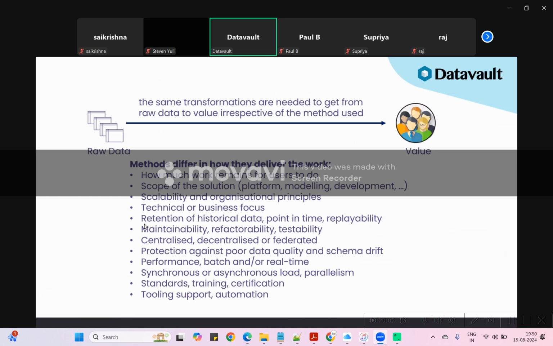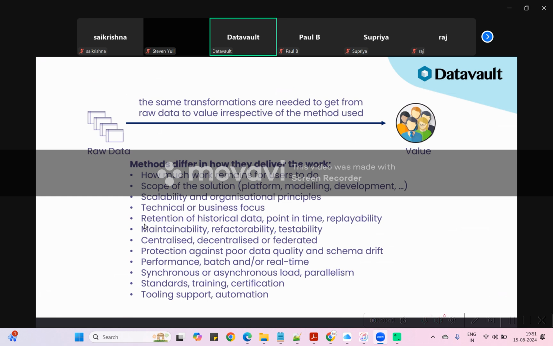And if you're going to do this, it'd be a good idea if you can adopt a method. So if you're going to take raw data and deliver value from it, it doesn't matter what method you use, you're still going to have to do the same kind of transformations to that data to get from raw to value. And the different methods out there, Datavault included, they differ in how you do those transformations and what order you perform them. But the work still needs to be done.